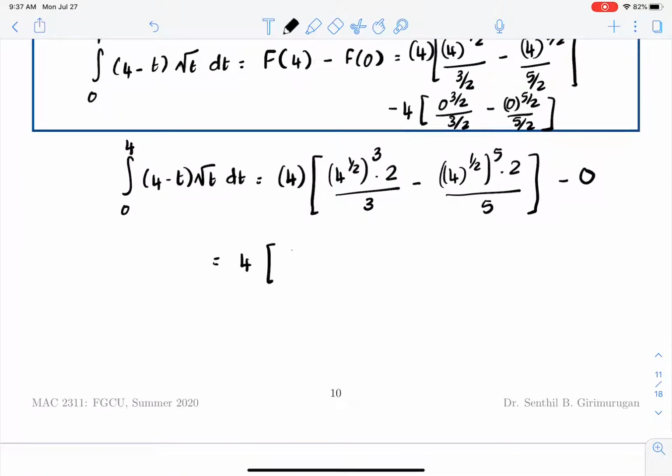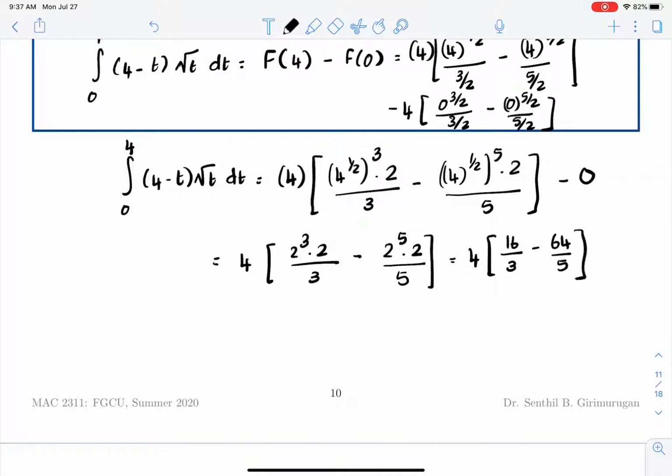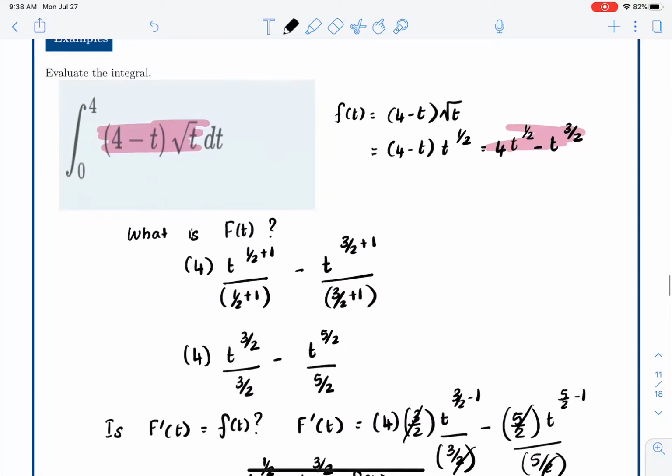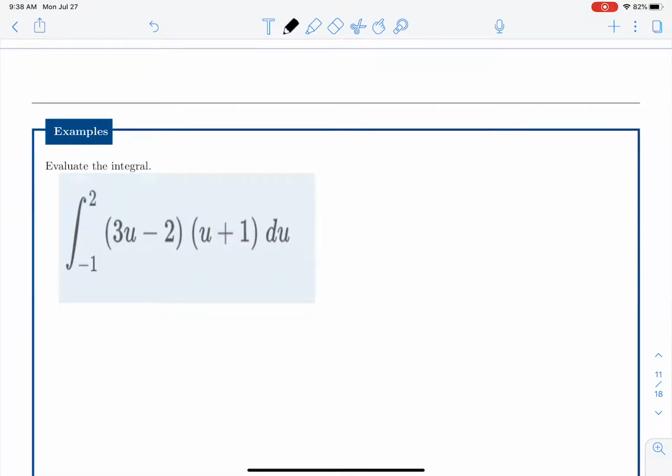So 4 times 2 cubed times 2 over 3 minus 2 raised 5 times 2 over 5, which would give us 64 over 3 minus 64 over 5, which is 320 over 15 minus 192 over 15, which would give us 128 over 15. That is the net area. So in practical situations, we need to have a positive value.